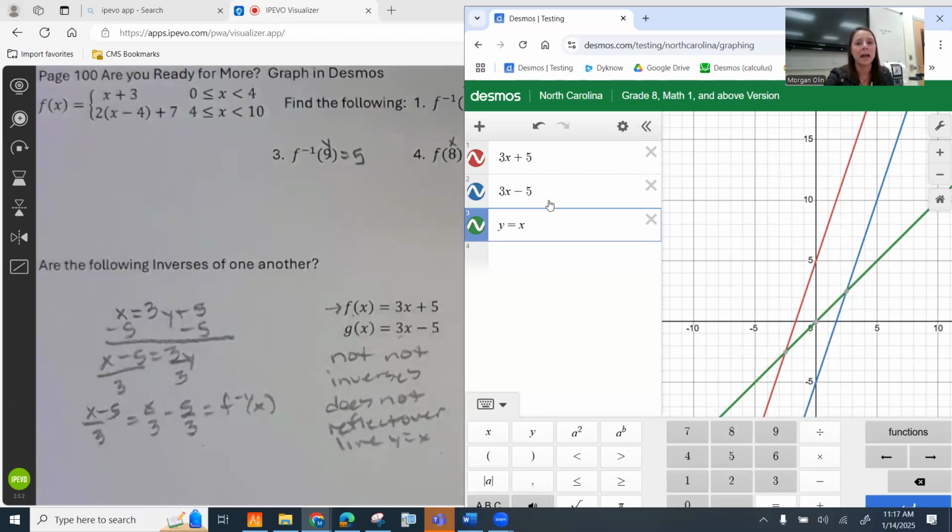Tomorrow, we're going to continue looking at inverses as well. So make sure you watch those videos. Make sure you're in class daily so you can understand it.